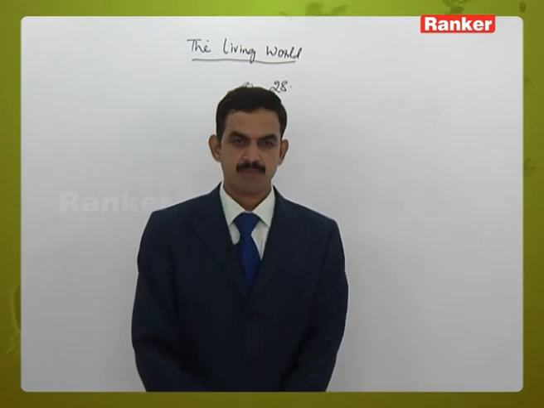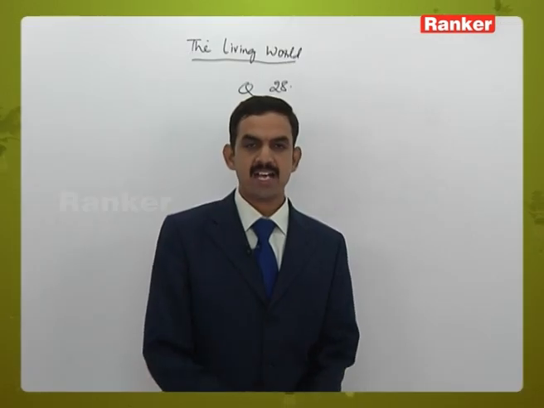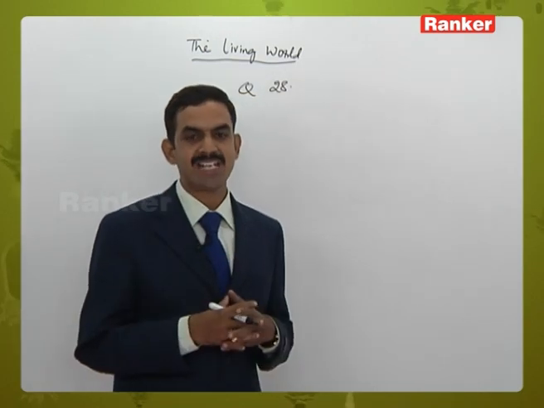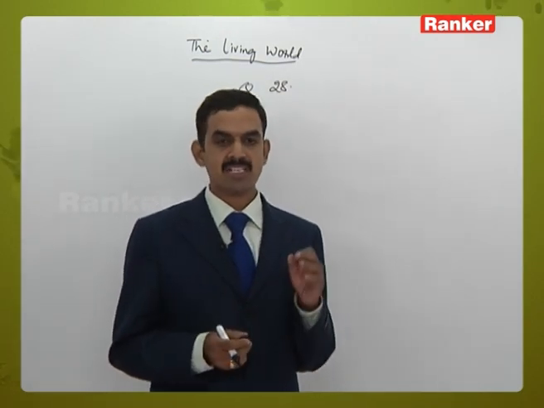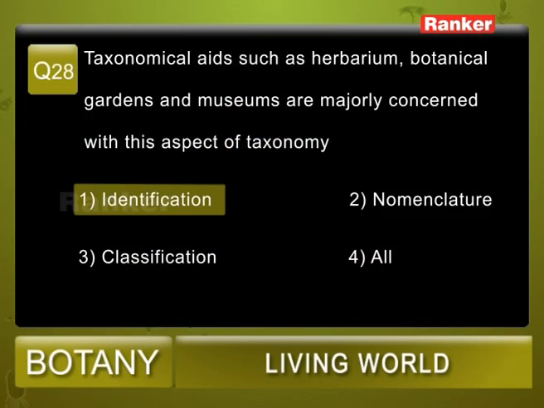Question number 28. Taxonomic aids such as herbarium, botanical gardens and museums are majorly concerned with this aspect of taxonomy. Options: 1. Identification, 2. Nomenclature, 3. Classification, and 4. All. Here they had given herbarium, botanical gardens and museums. All these are the taxonomic aids which are helping in the identification of the plant species. So question number 28, the correct answer is 1.